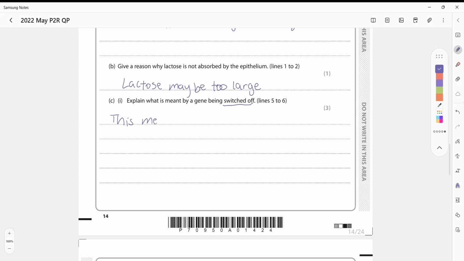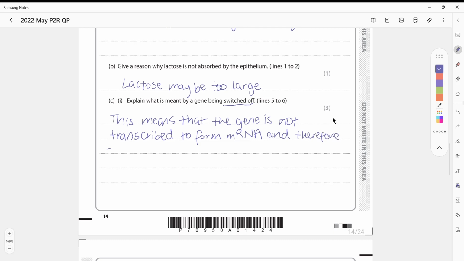this means that the gene is not transcribed to form mRNA, and therefore the protein is not produced.